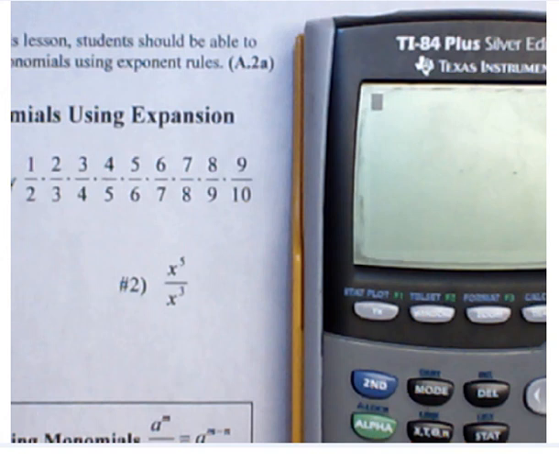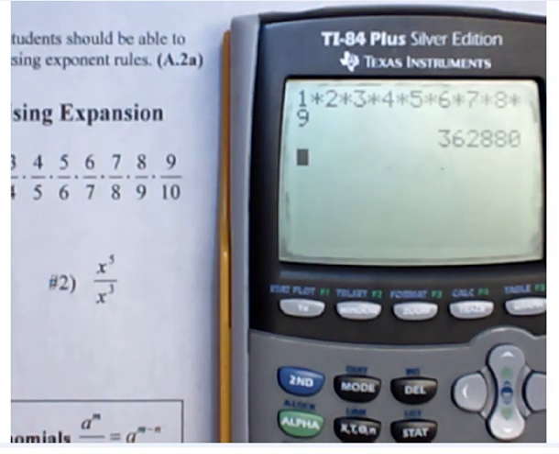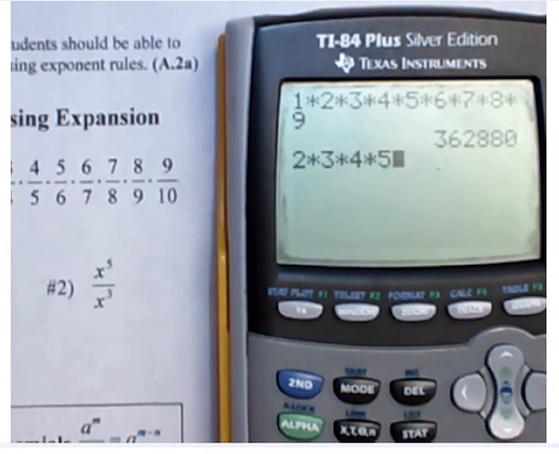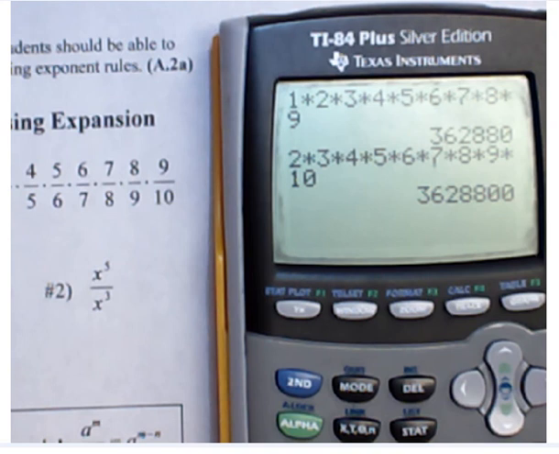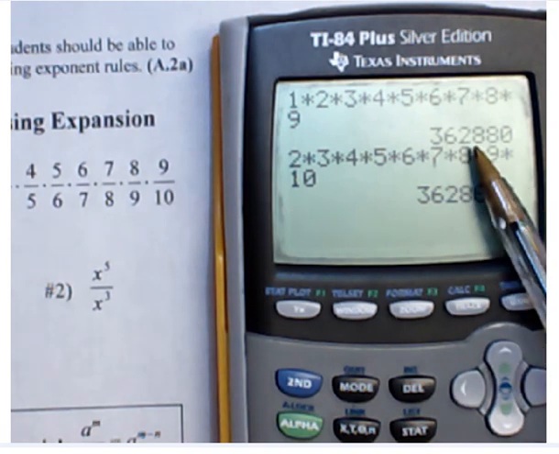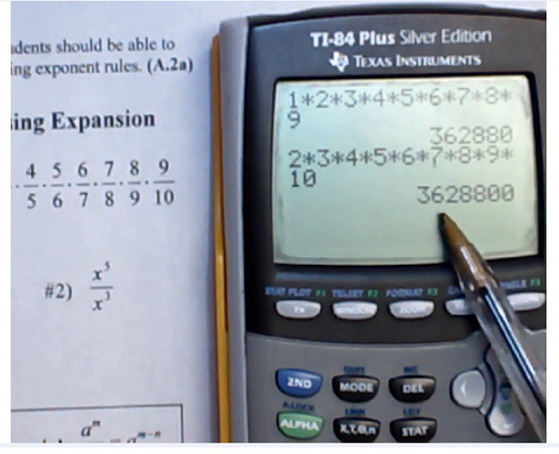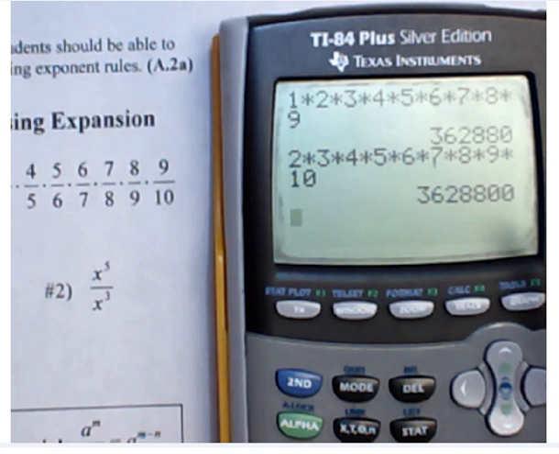So you could do 1 times 2 times 3 times 4 times 5 times 6 times 7 times 8 times 9. And you're going to get a big number. And then you could multiply the denominators, and you're also going to get a big number. 2 times 3 times 4 times 5 times 6 times 7 times 8 times 9 times 10. So the numerator is 362,880, and the denominator is 3,628,800. And then you would divide those two numbers and you would get an answer.